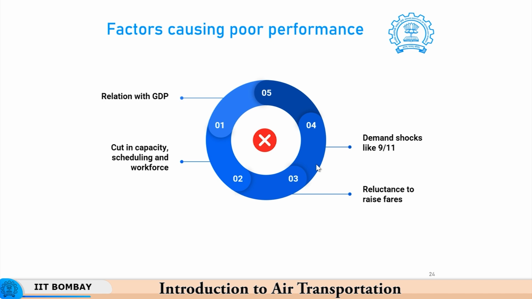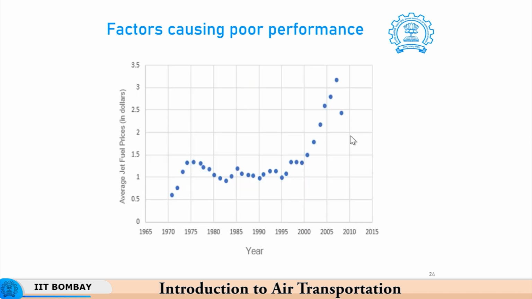Then there were some demand shocks, events such as 9/11 take place, and these are externalities, and we will look at it in more detail in one of the future lectures about how the airline industry is very resilient to external attacks. And there are certain external or exogenous cost drivers like jet fuel on which the airline has no control. Yes, they can do some hedging of their expenses on fuel, but there is a limit to how much you can save with that. So, because of many of these factors, airlines end up either folding up or merging with other airlines and having poor performance.